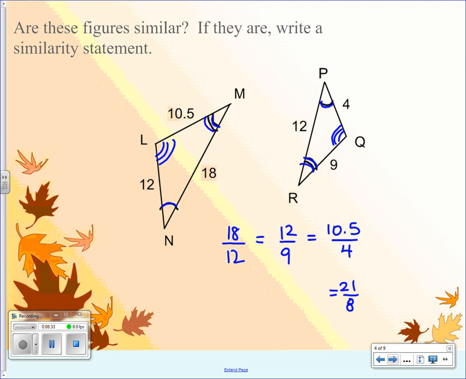So 3 goes into 12 and 9. That leaves us with 4 over 3. And 6 goes into 18 and 12, which leaves us with 3 over 2. So we can see that our sides, when everything is simplified, the sides are not proportional, so these triangles are not similar.